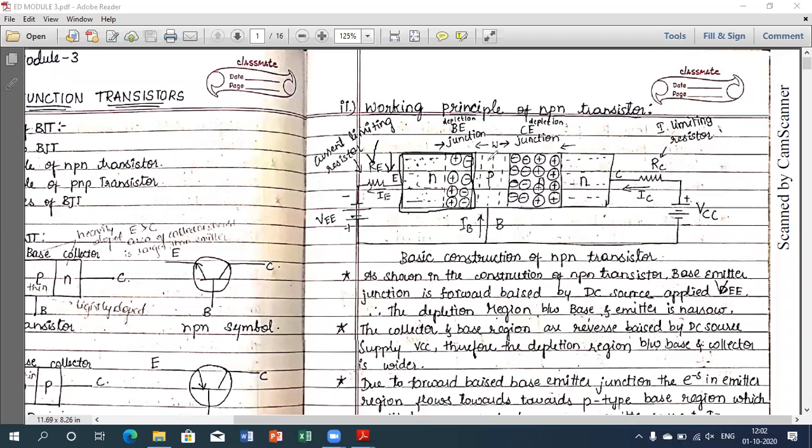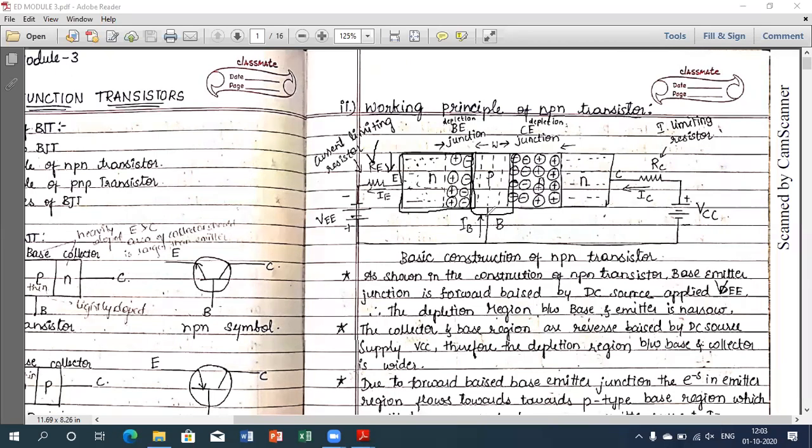Now, this is the second region. We call it the base. Here, for the base region, the base terminal is connected.